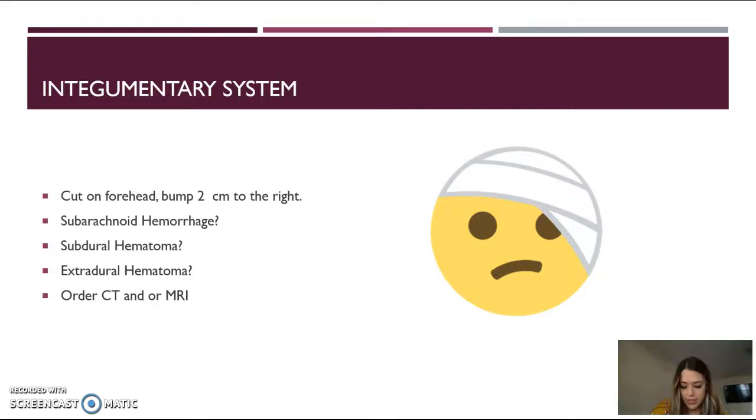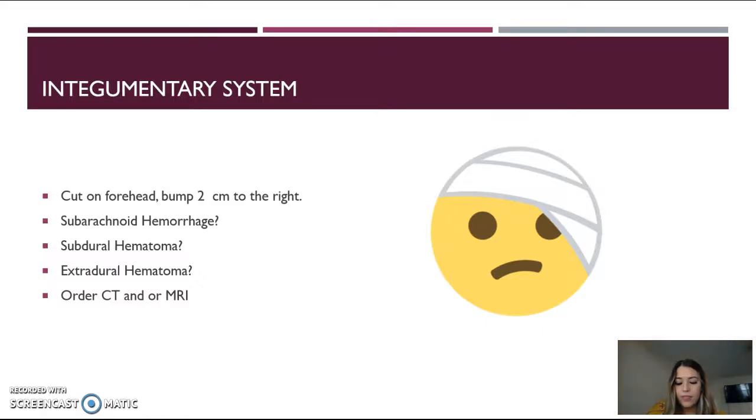Starting in the integumentary system, Don had a cut on his forehead above his nose with a bump 2 centimeters to the right of the cut. The cut may have been from the impact of hitting something in the car accident, but the bump could just be a minor injury or it can also indicate a serious brain injury. A concussion might be a possibility, or bleeding of the brain can also have occurred. A subarachnoid hemorrhage, subdural hematoma, or an extradural hematoma could be one of these injuries.